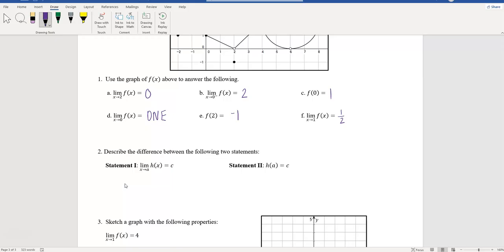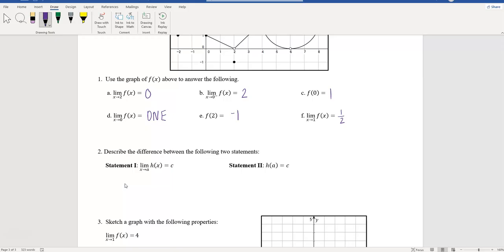What do you got, Layla? Like, h of a equals c just gives you a coordinate. You plug in the x value, or you plug in the a, and then it gives you the c. Okay. I like the plugging it in. You're looking at the specific coordinates. It's got to be the closed-in dot, right, or the solid line. Can't be an open circle for that. The limit. Anybody got a good sort of definition for what's happening there that makes it different?